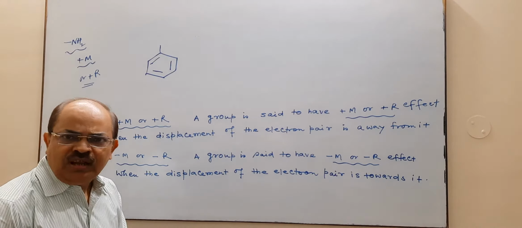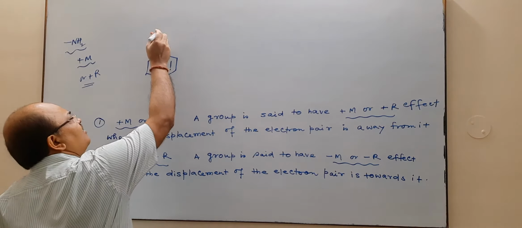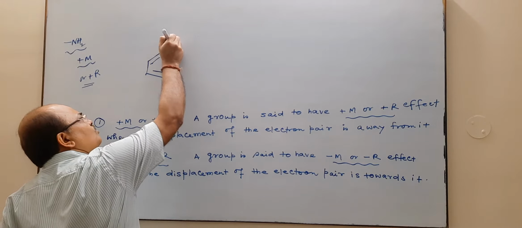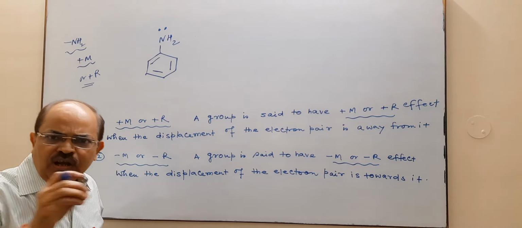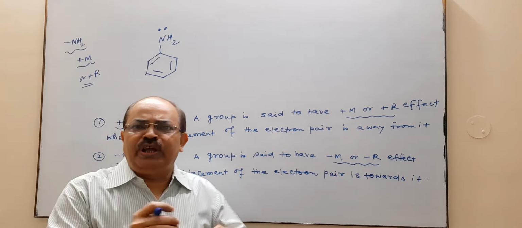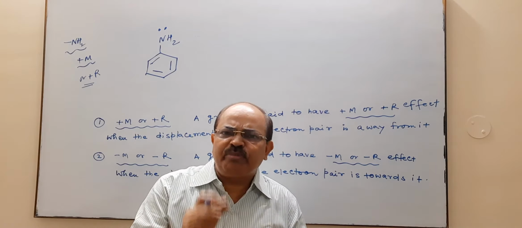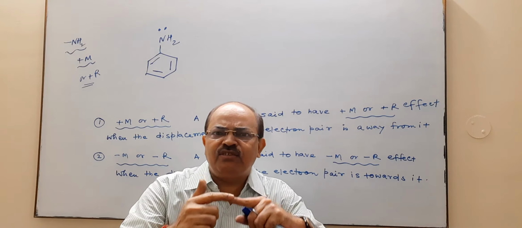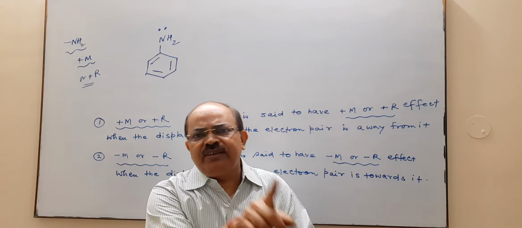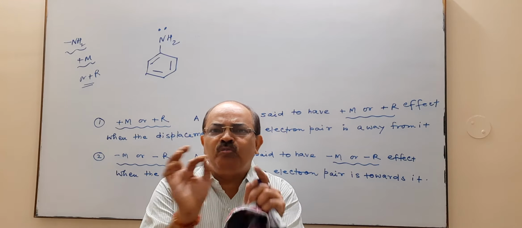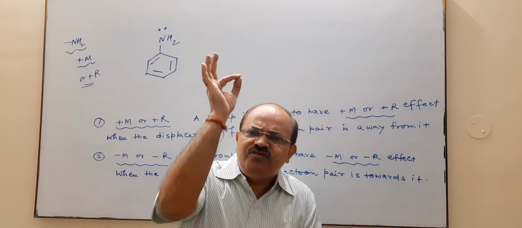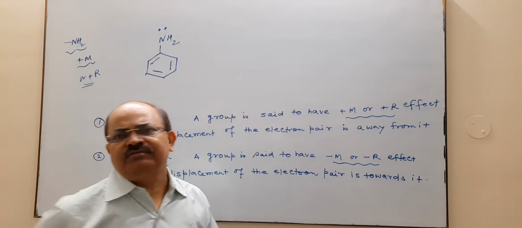Now I write it as NH2 and there is a lone pair. Now what happens due to resonance? What is the main principle of resonance? In resonance, a lone pair is converted to bond pair and a bond pair is converted to lone pair. This is the main gist of resonance.